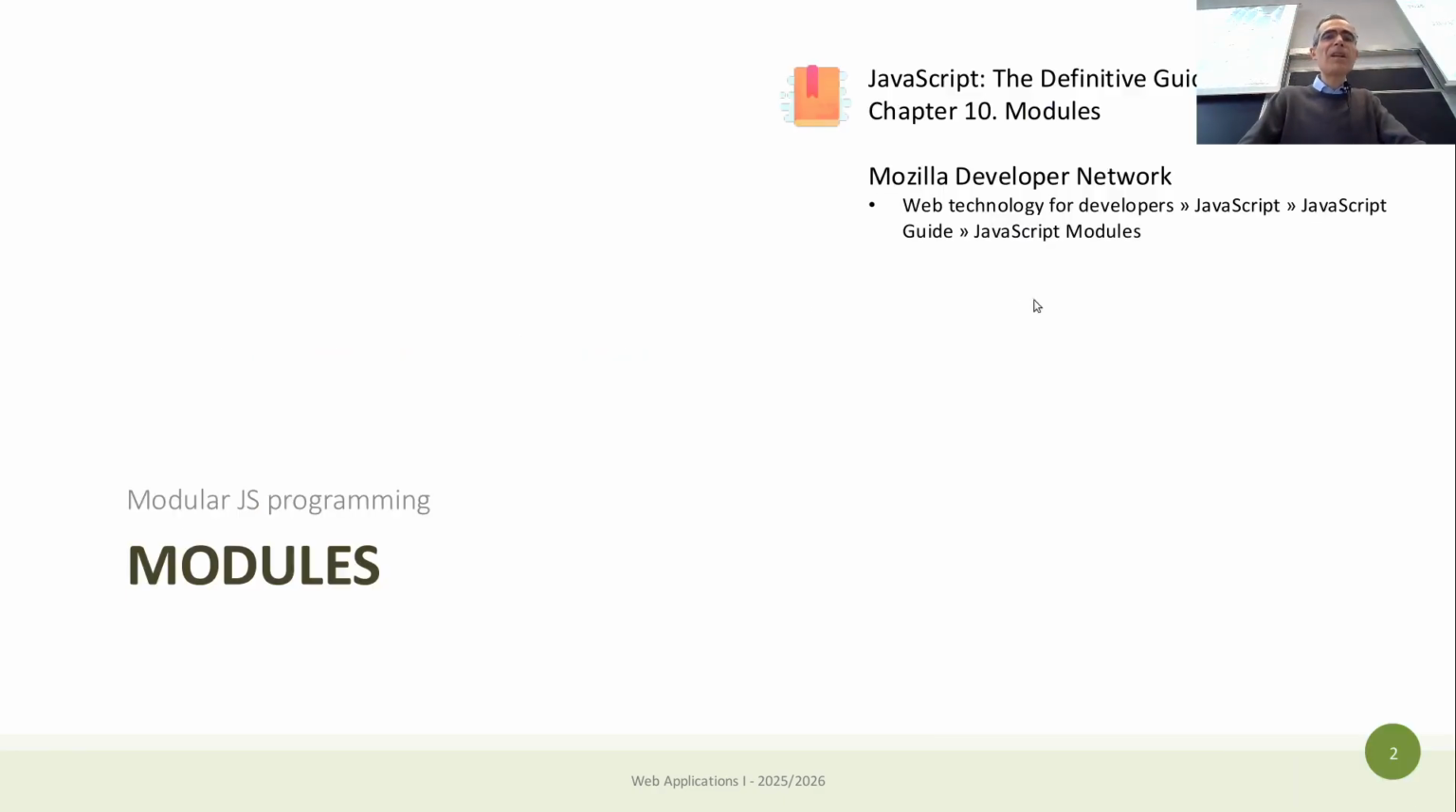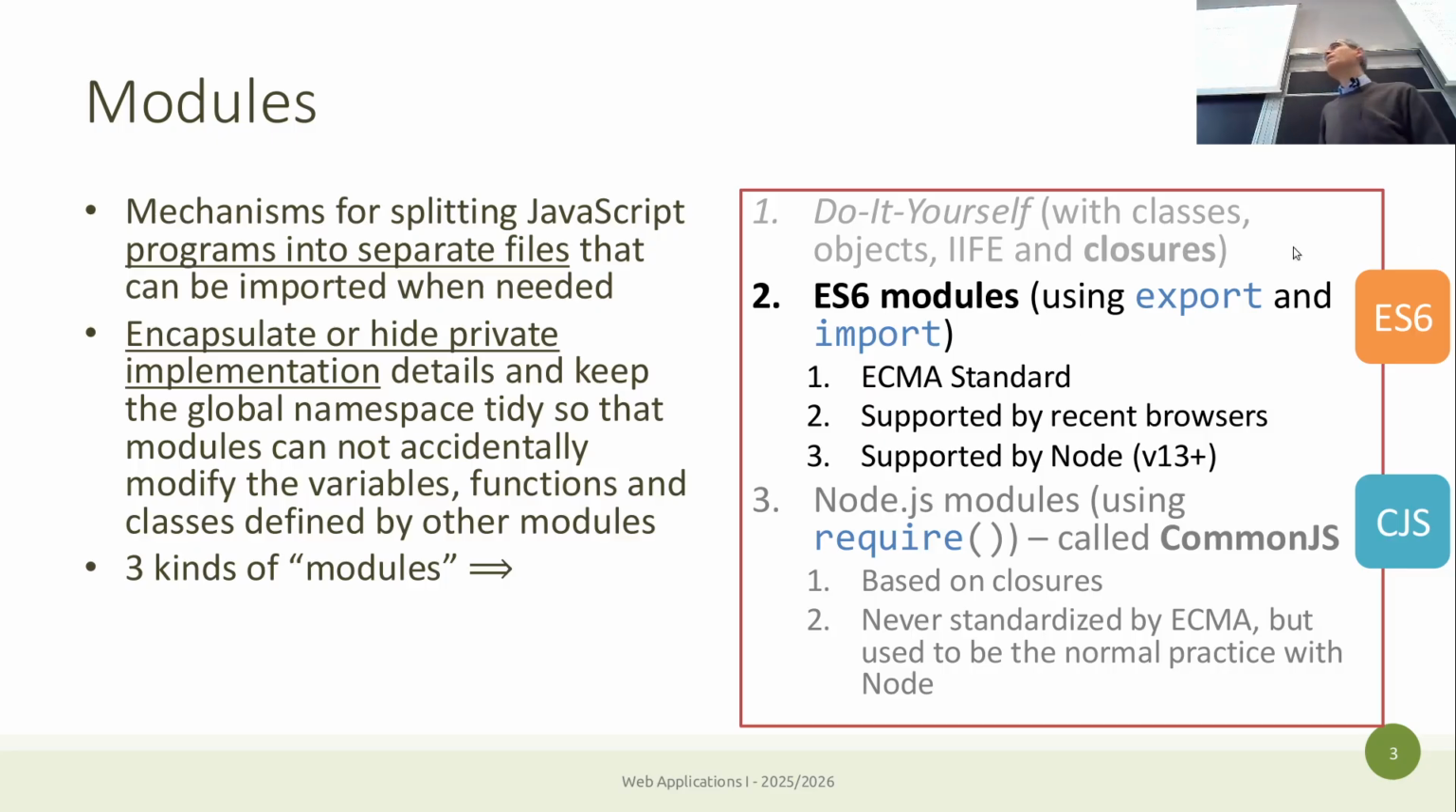Modules are basically a mechanism for splitting JavaScript programs into different separate files. You remember the first lecture, last Monday, I told you JavaScript is made by a single file: one program, one file. If you need to share information between different files, you need to use global variables, but of course, you know that global variables are a bad programming habit.